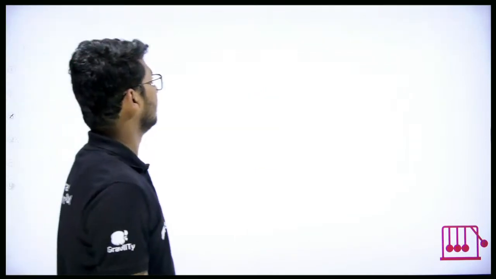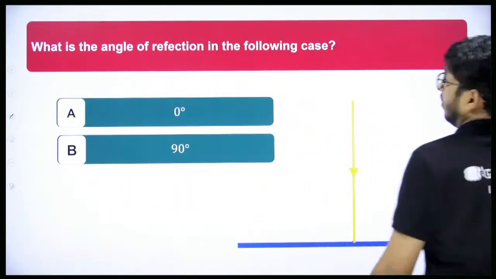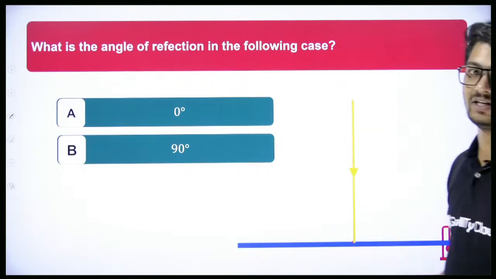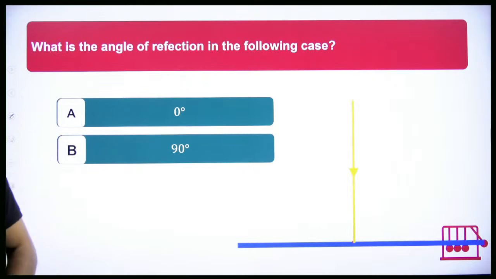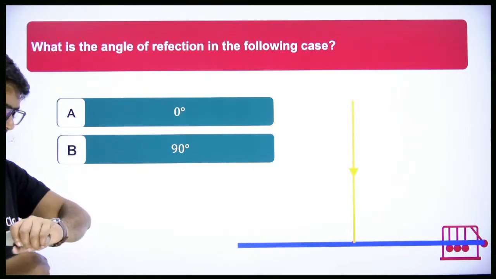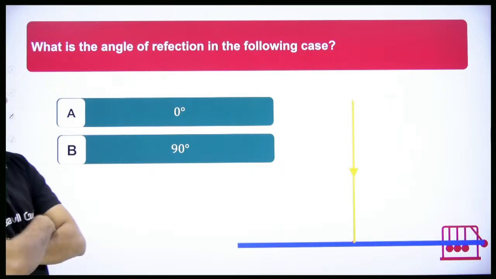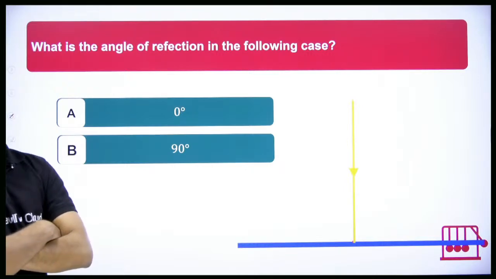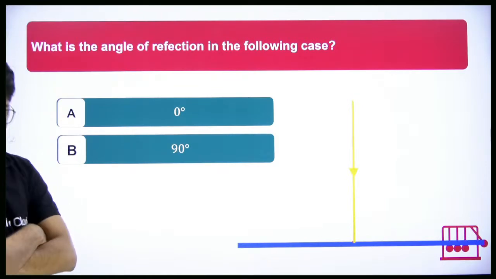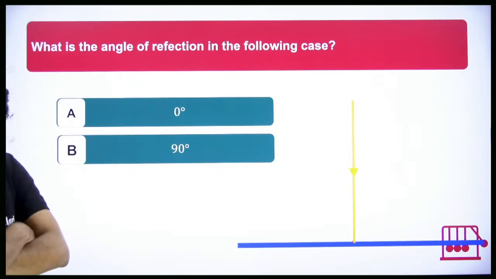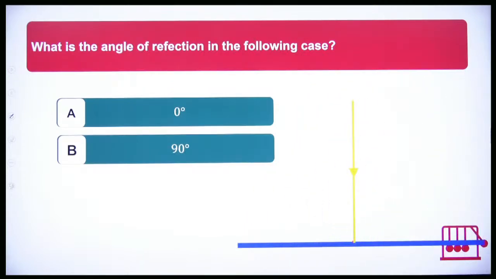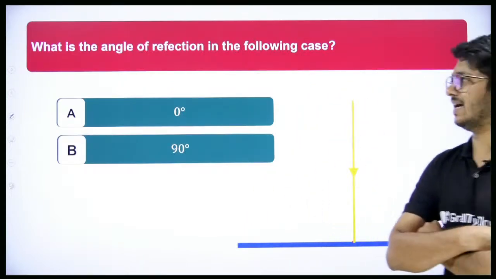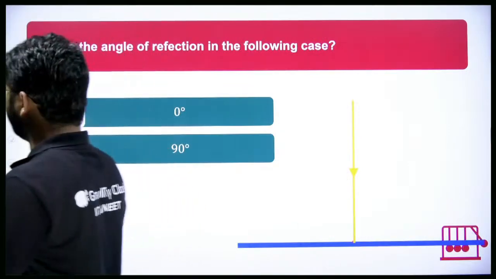A simple question on this. What is the angle of reflection in the following case? The diagram is shown to you. So what is the answer? 0 degrees or 90 degrees? We just discussed this. So very quick, 15 seconds. Please answer this. The angle of reflection in the following case, 0 or 90? We just now discussed this, and what is the answer? The answer is 0 degrees.